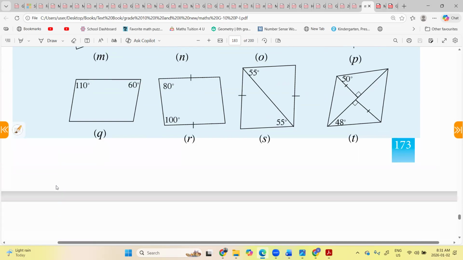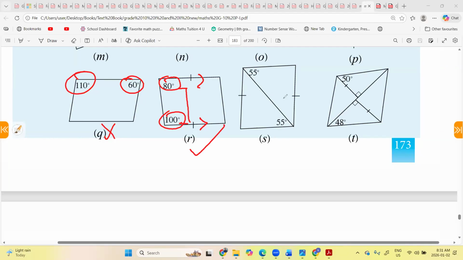Right. Now, students, this one 110, 60, not a parallelogram. The data are not enough. 80, 100, so 180. The sum of allied angles is 180, so these are parallel, so parallelogram. Here, this side is equal, but considering the alternate angle, this side is parallel. But one pair of opposite sides equal and another pair parallel, so that is not a parallelogram. Okay.